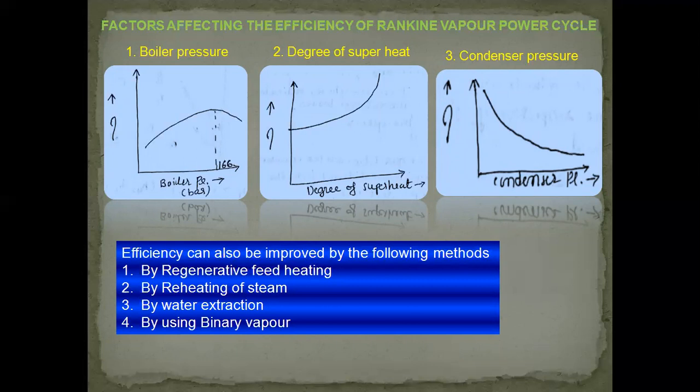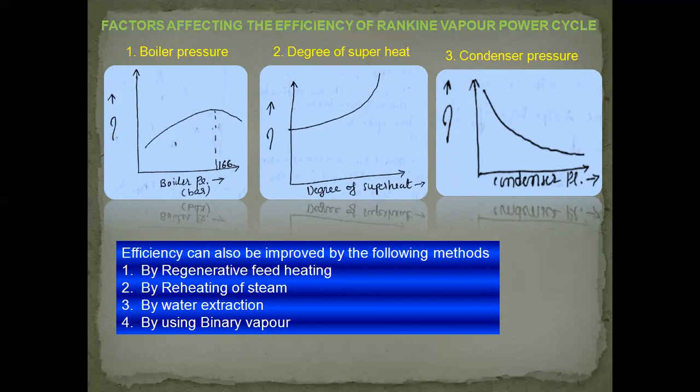The third factor that affects the efficiency is condenser pressure. We can see that with lower condenser pressures, the efficiency is more. So the lesser the condenser pressure, the more the efficiency. So thus these are the factors which affect the efficiency of Rankine vapor power cycles.